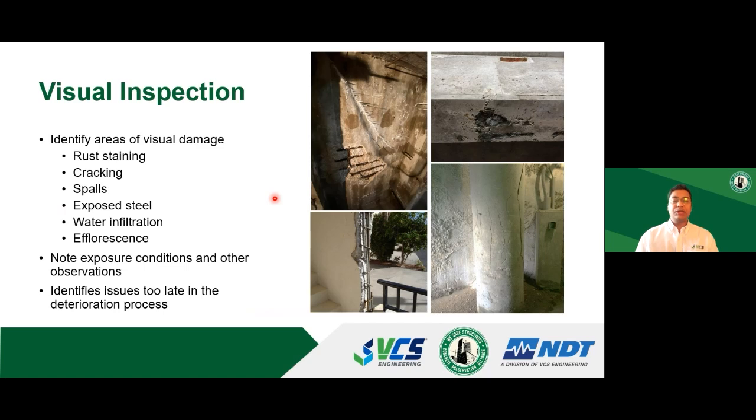Visual inspection is one of the most primitive techniques we use for assessing structures, but it is often too late in the process of deterioration. By the time you see a crack or a spall, the corrosion has already happened. Typically, you tend to see signs of efflorescence, spalling, section losses. You can see rust staining or water staining. And by the time you realize these issues, it's often too late in the process.